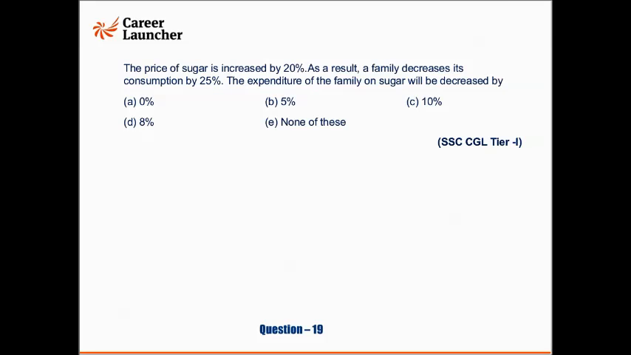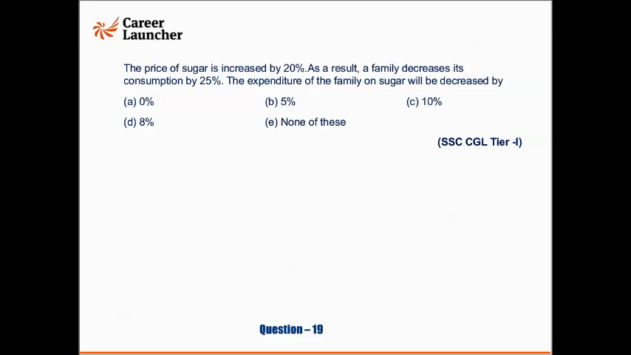See, next question. The price of sugar is increased by 20%. As a result, a family decreases its consumption by 25%. The expenditure of the family on sugar will be decreased by... This question is again on successive percentage. See, price is again increased by 20%. As a result, family decreases its consumption by 25%. Now, what will be the change in expenditure?